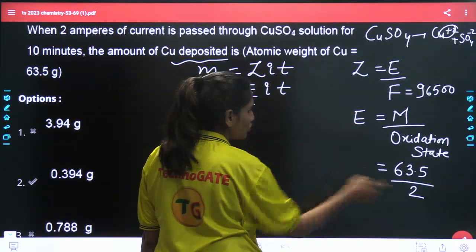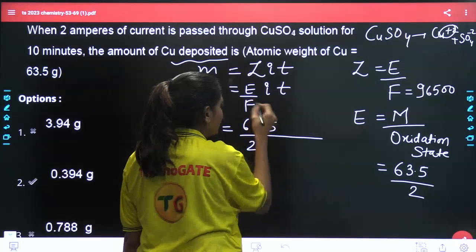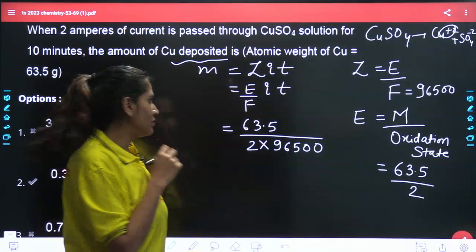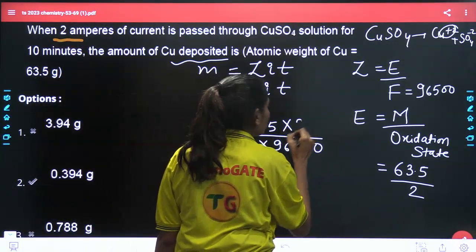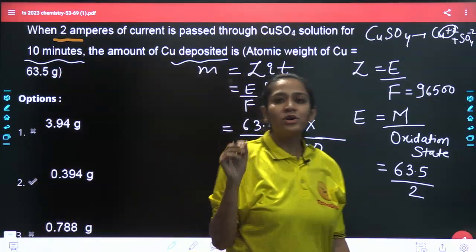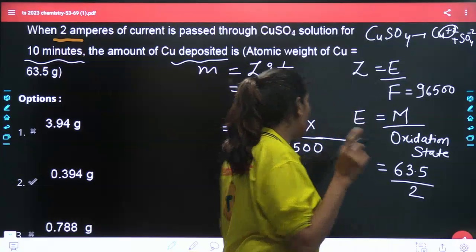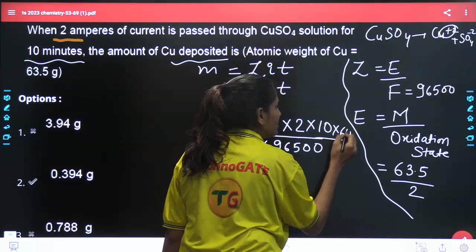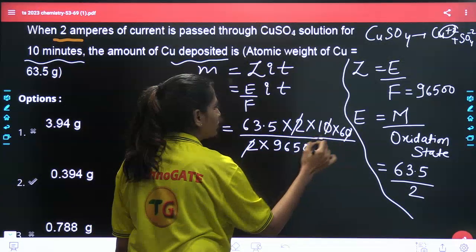Now E is equal to what? This, 63.5 upon 2. In place of F we would put 96500. Okay, that's all the value. In place of the current, how many amperes? 2 amperes of current. Okay, so we would put 2, and the time is given as 10 minutes. We always need to convert minutes into seconds or hours into seconds. The time would always be put in seconds. So 10 minutes into 60, so it is 60 seconds. Now we just have to solve it.